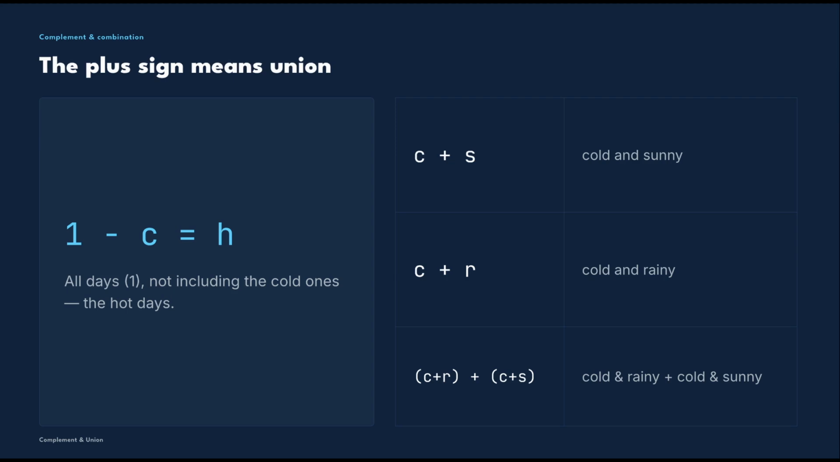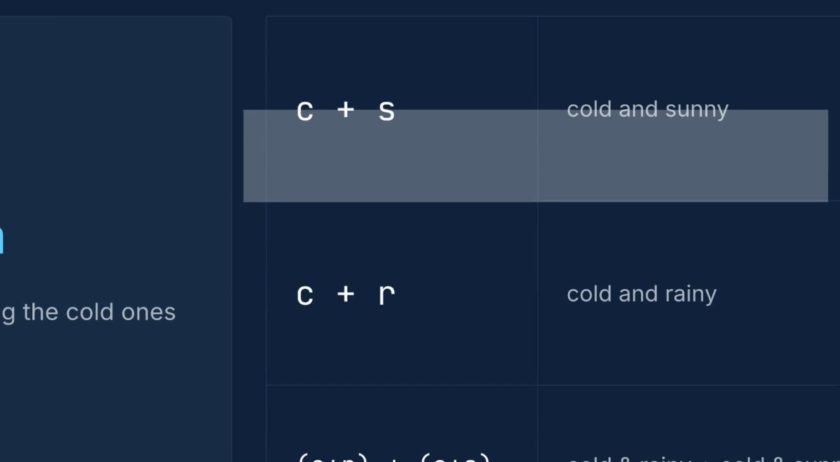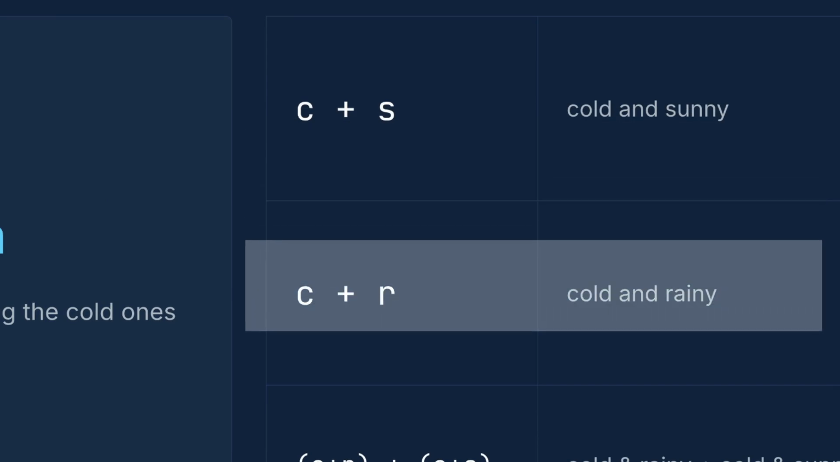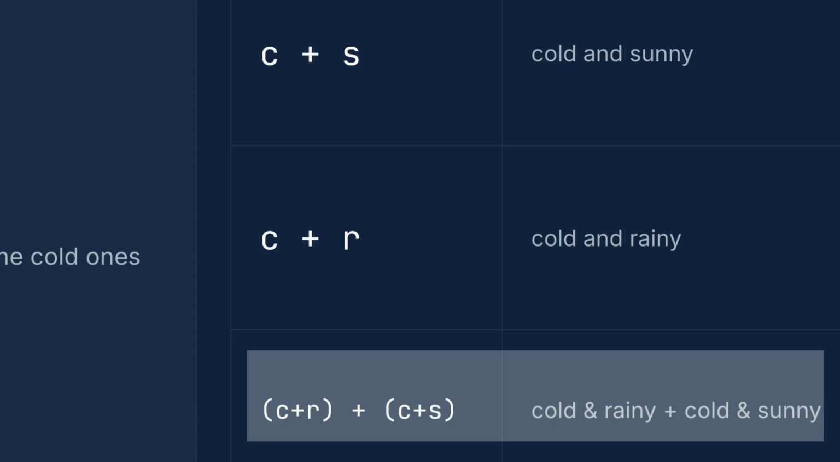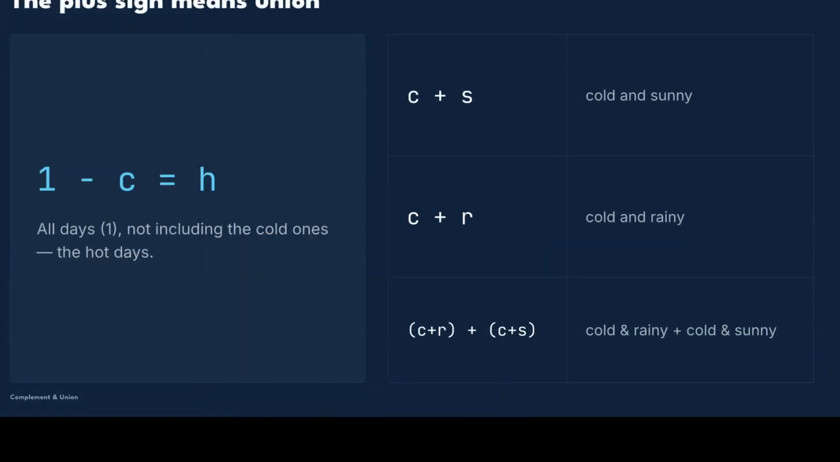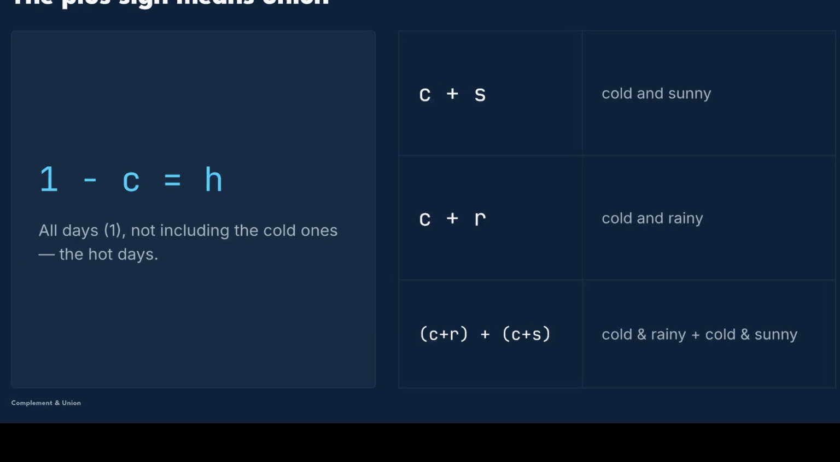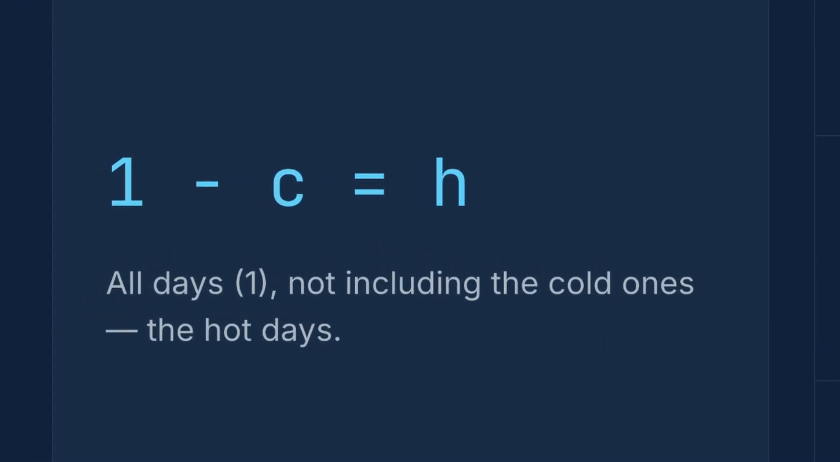The union of cold and sunny is C plus S. The union of cold and rainy is C plus R. We can put parentheses around these to represent them as individual entities. So cold and rainy is C plus R, plus cold and sunny is C plus S. 1 minus C equals H. This means all days, 1, not including the cold ones. So those are the hot days. 1 means the universe, which means all possibilities.